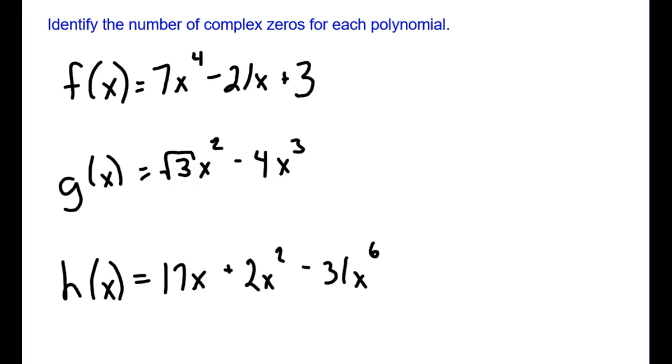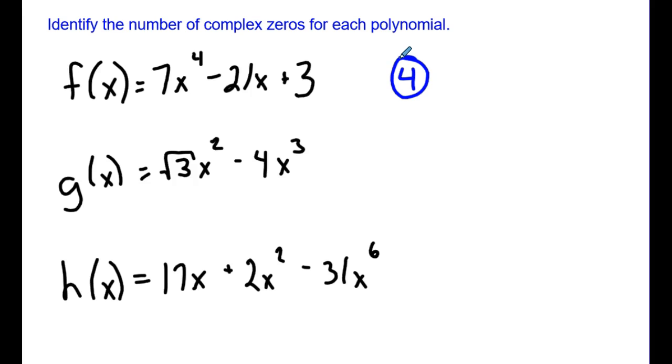In the first example, we want to identify the number of complex zeros for each polynomial. First, we have f of x equals 7x to the 4th minus 21x plus 3. We're looking for the n value, which refers to the highest degree, or the degree of the polynomial. The highest degree is 4, so there will be 4 complex zeros. They may be a combination of real or imaginary. There may be some repeated, but there's going to be 4 total.